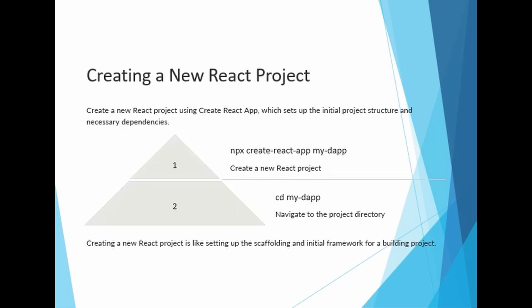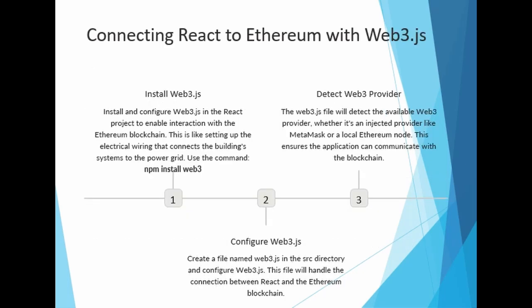To create a new project, we use the create react app command to set up the initial project structure and necessary dependencies. We can look at the commands here to create the app. myDApp is the name of your project. Then we use cd myDApp to navigate to the project directory. It can be equated to setting up the initial framework of a building.